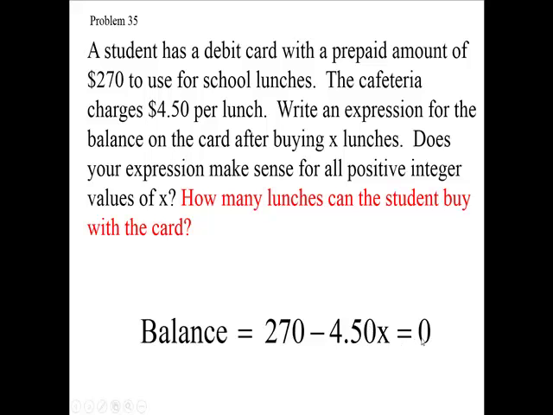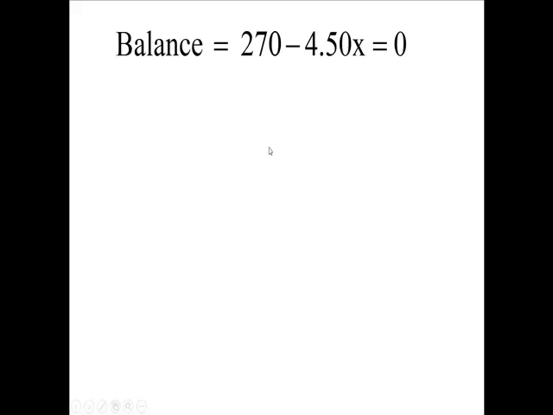So here's my expression for the balance. We're going to take this and solve this for 0. Solve this for X when this equals 0, when he's used up all of them. Find out how many lunches he bought with this $270. Now, notice the variable is X. The coefficient is a negative 4.50. I don't like having a negative coefficient for X. I know that if I have a negative coefficient for X, I'm probably going to make mistakes.